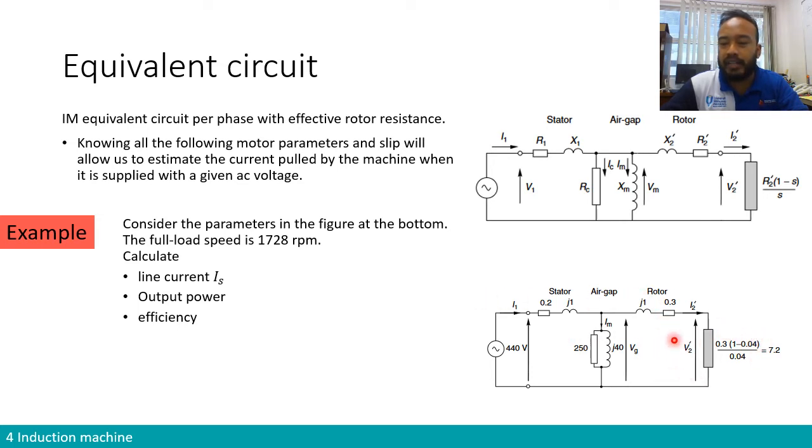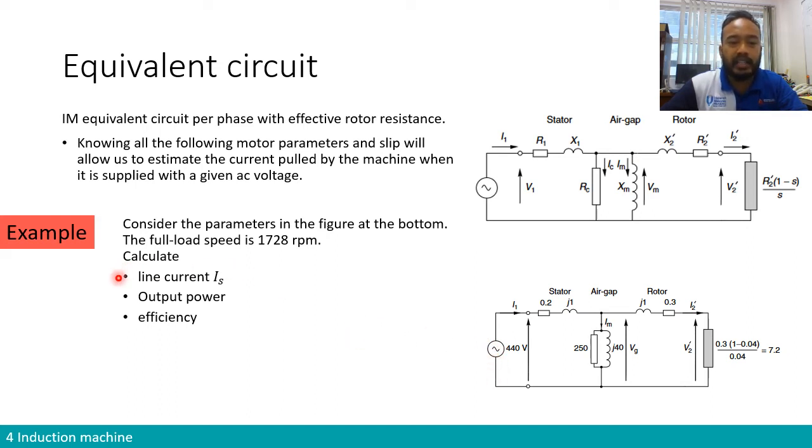The others are given: the values of resistors and inductors are given. And we have the input voltage of course, an AC voltage of 440 volts. We can imagine it could be 50 Hertz or 60 Hertz, but it's not mentioned for the moment here. The first thing we could do is calculate the slip. So how do we get this slip? It says the machine is operating at 1728 RPM. We may calculate slip if we know the frequency, but now we don't know the frequency.